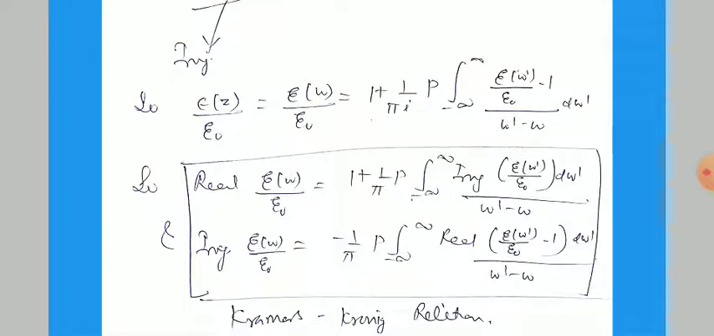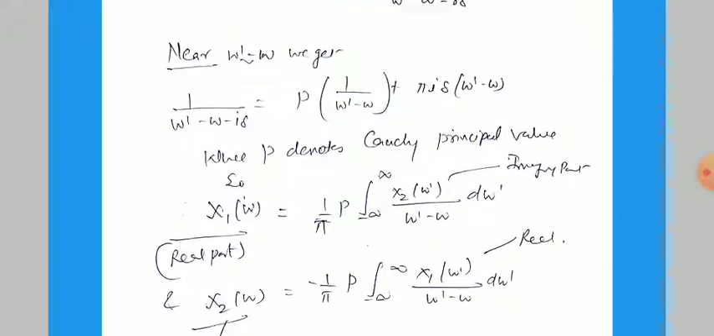And similarly for the imaginary part, ε(ω)/ε0 = −(1/π) P ∫ from −∞ to +∞ of [real ε(ω′) − ε0] / ε0 · dω′ / (ω′ − ω). So these are the Kramers-Kronig relations.